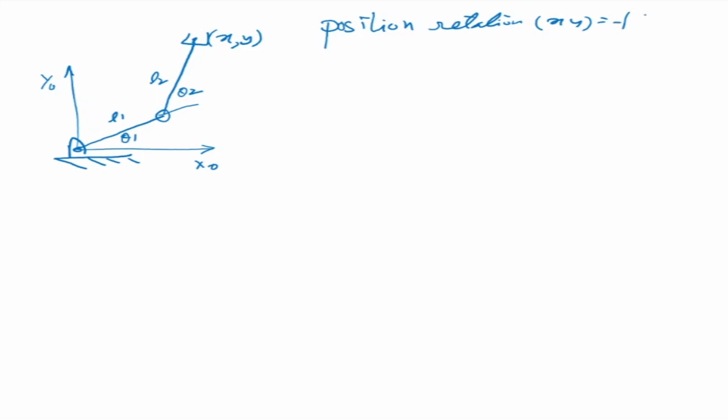This is x naught, this is y naught, this is L1, L2. Sorry, let me write it this side. So this is theta 1, this is theta 2, this is L1, L2, this is x, y. Okay, so now first of all we need the position relationship between x, y and theta 1, theta 2. That's a position relationship. Forward kinematics is how we can get that.